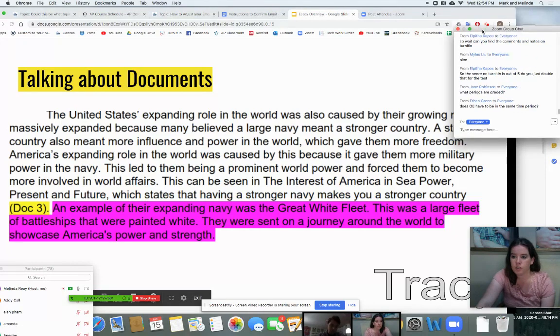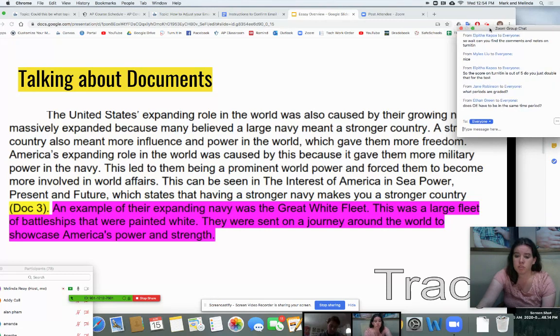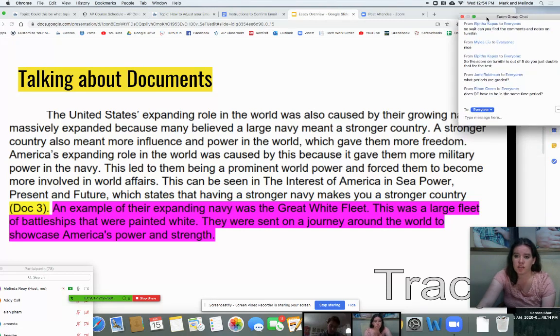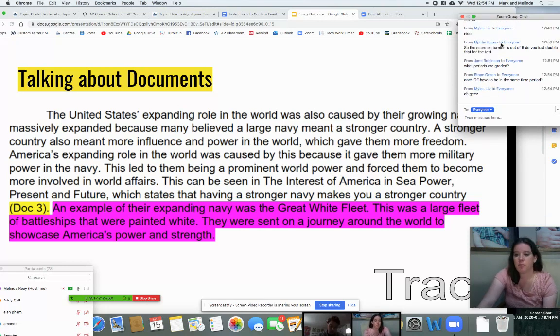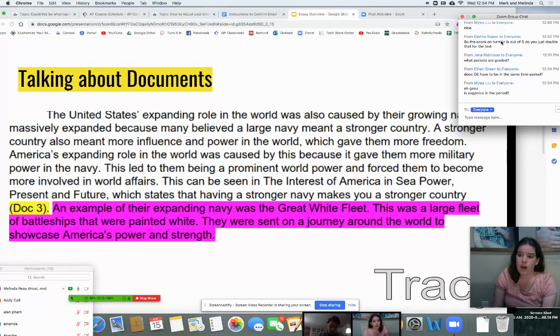Does it have to be in the same period? Yes. All outside evidence must be in the time period. That was also a really common thing. We had a bunch of people say another piece of outside evidence is World War I. That's outside of the time period. It could be an effect, but everything needs to be in the time period. Eugenics is not in the time period.